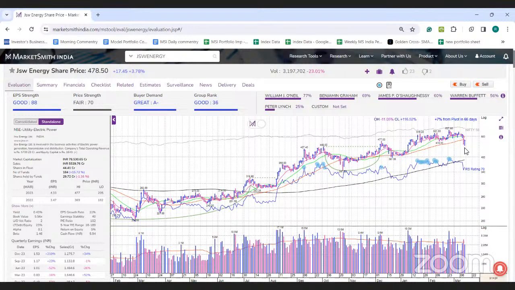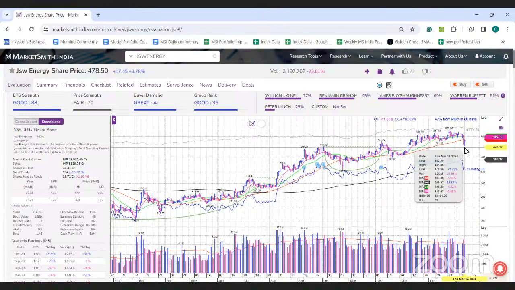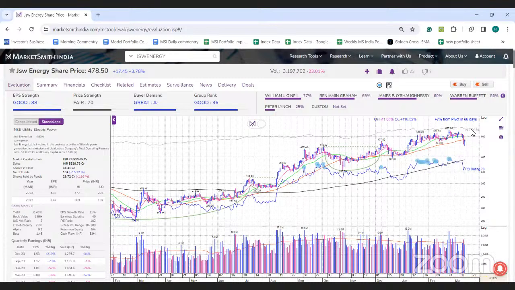If you're holding the stock, then ideally 50 DMA can reach is not a good idea, but today's low is crucial. On the flip side, if it reclaims 50 DMA on higher volume, then that will be positive. So power sector as a whole is in a very good momentum.